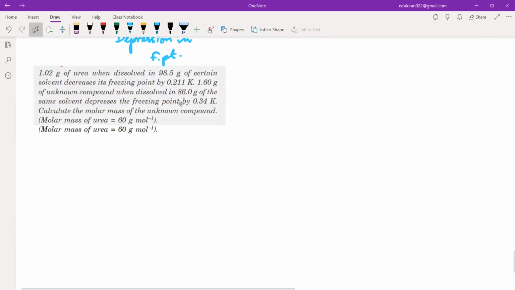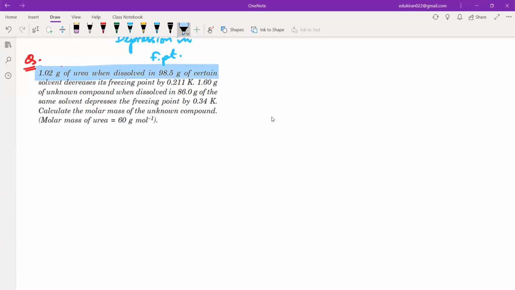चलिए, write this question. 1.02 gram of urea when dissolved in 98.5 grams of certain solvent decreases its freezing point by 0.211 Kelvin. 1.16 gram of unknown compound. So from here to here we have one case. What is the case? 1.02 gram of urea is dissolved in 98.5 gram of certain solvent and it is decreasing the freezing point by 0.211 Kelvin.